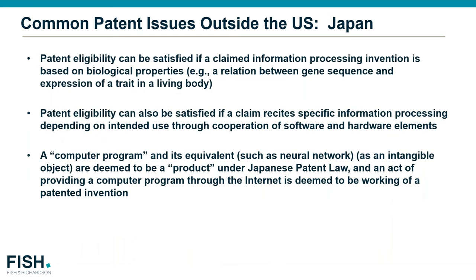In Japan, we got comments from Shiga International. They just basically said that patent eligibility can be satisfied if a claimed information processing invention is based on a biological property, for example, a relation between a gene sequence and expression of a trait in a living body. They said it can also be satisfied if a claim recites specific information processing depending on intended use through corroboration of software and hardware elements. And then lastly, they noted that a computer program and its equivalent, such as a neural network, they're intangible objects, but they're deemed under Japanese patent law to be a product, and an act of providing a computer program, for example, through the internet, is also deemed to be working of a patented invention. Next slide, please.